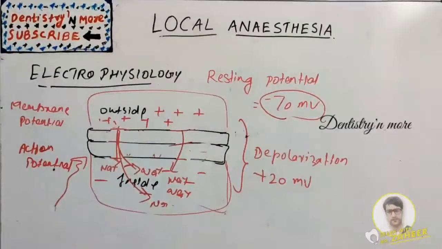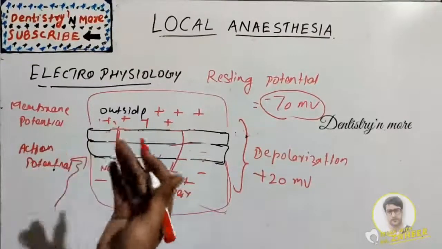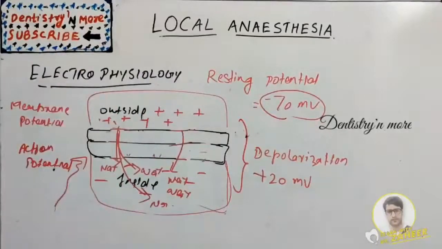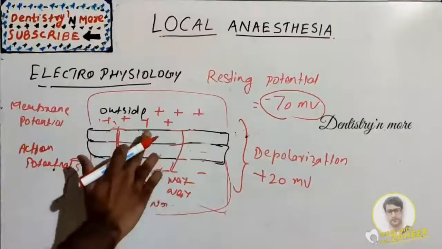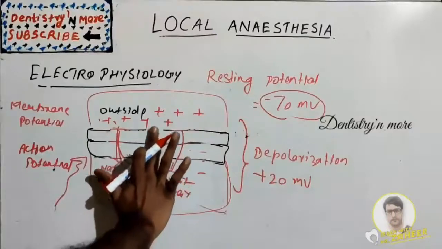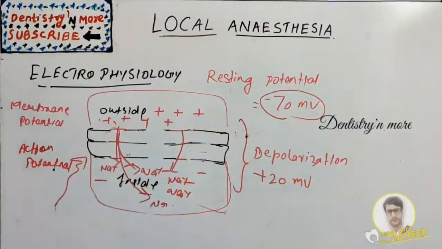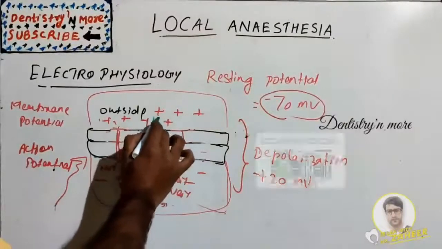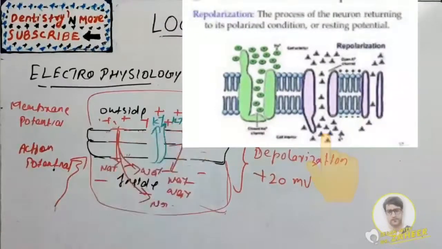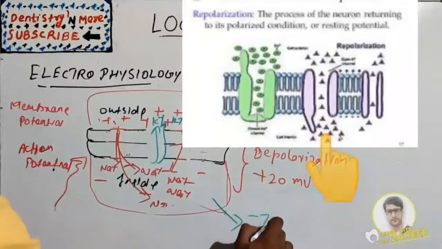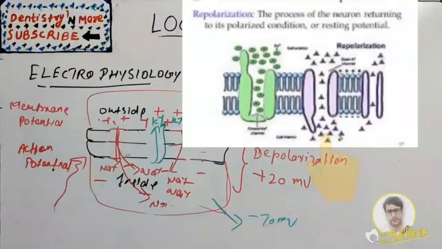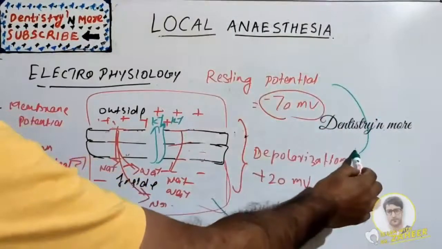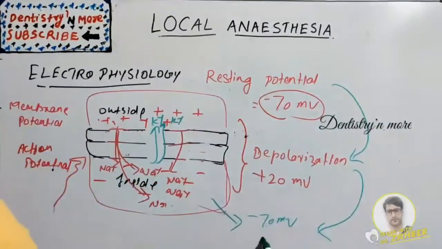So after that, the nerve membrane tries to go back to its original state, that is the resting potential, to maintain the equilibrium. So one more channel will be opened. That is not the sodium, it is potassium. So from inside there is outflux of potassium until it reaches minus 70 millivolt, the resting potential.